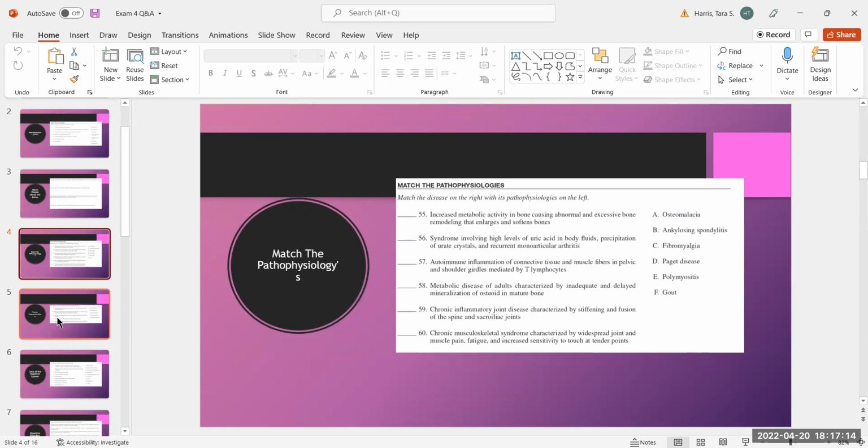A chronic inflammatory joint disease characterized by stiffening and fusion of the spine and sacroiliac joint. Ankylosing spondylitis. Yeah, very, very common. I see it a lot in primary care. I do send those folks on over to either ortho. Some patients have to see the pain clinic, or some go to rheumatology.